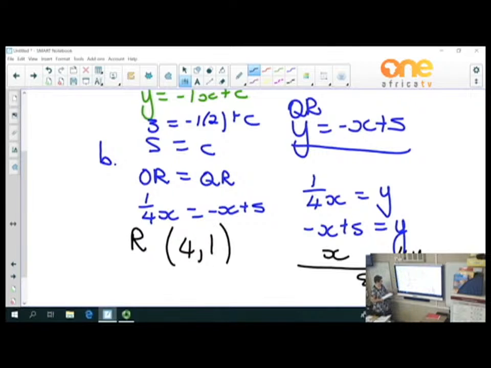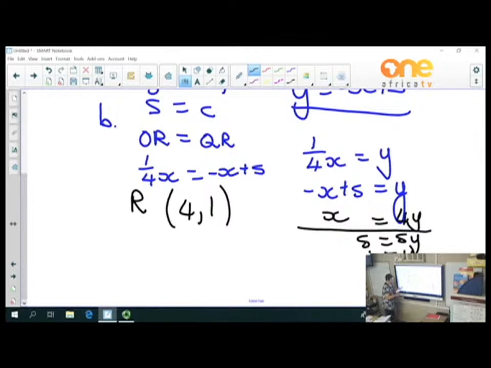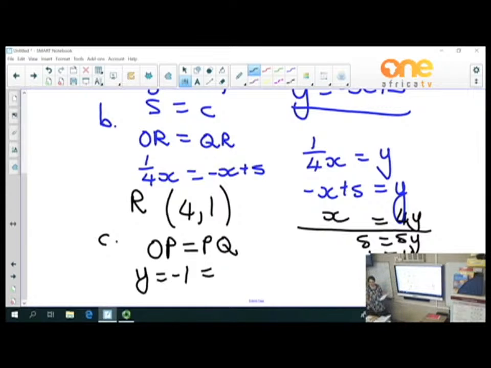Solving simultaneously. The next one is now the coordinates of P. Now, how will we find the coordinates of P? It must be OP is equal to PQ. I choose two equations which pass through that point. That's how you know what to choose. Right, what is the equation of OP? y is equal to -x, isn't it? They gave it to us. It passes through the origin, can you see? So there is no c.